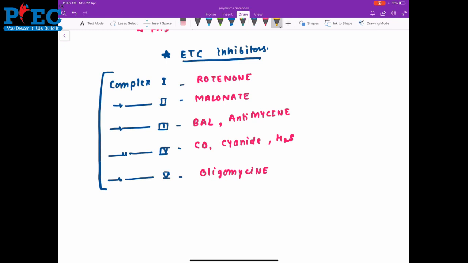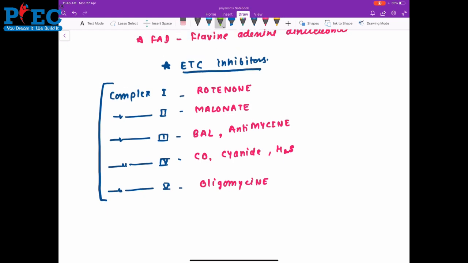First, I want to tell you one mnemonic for how you can remember these complex 1, 2, 3, 4 inhibitors. If you know Hindi, fine. If not, you can remember it directly. It is not that difficult to remember. Still, the mnemonic is "रो मत बालक मच्छर काटा है".